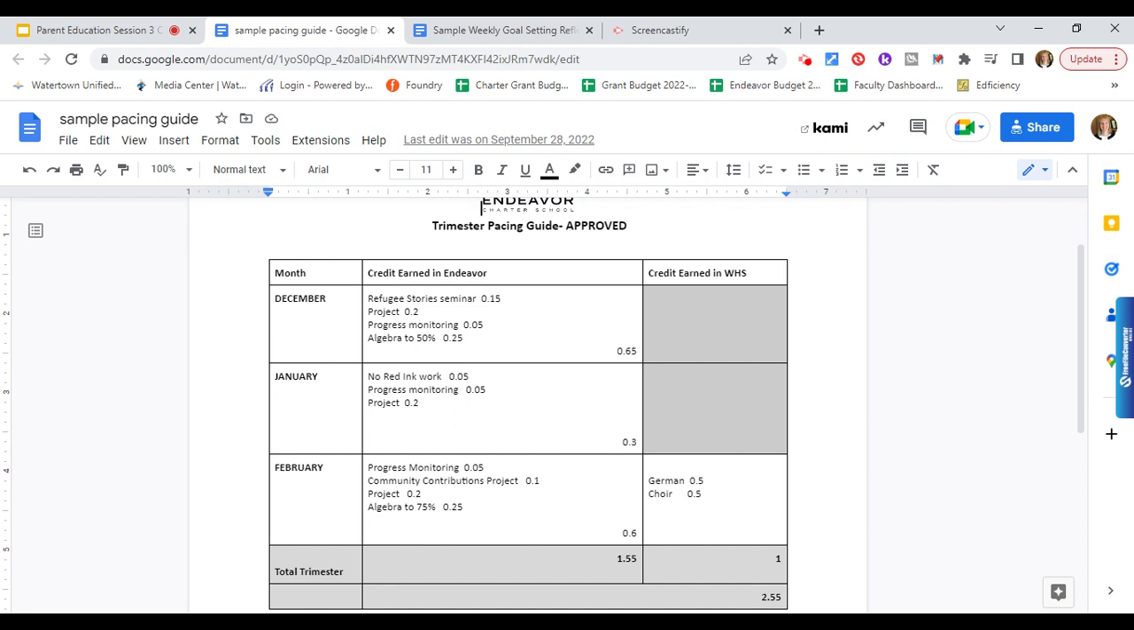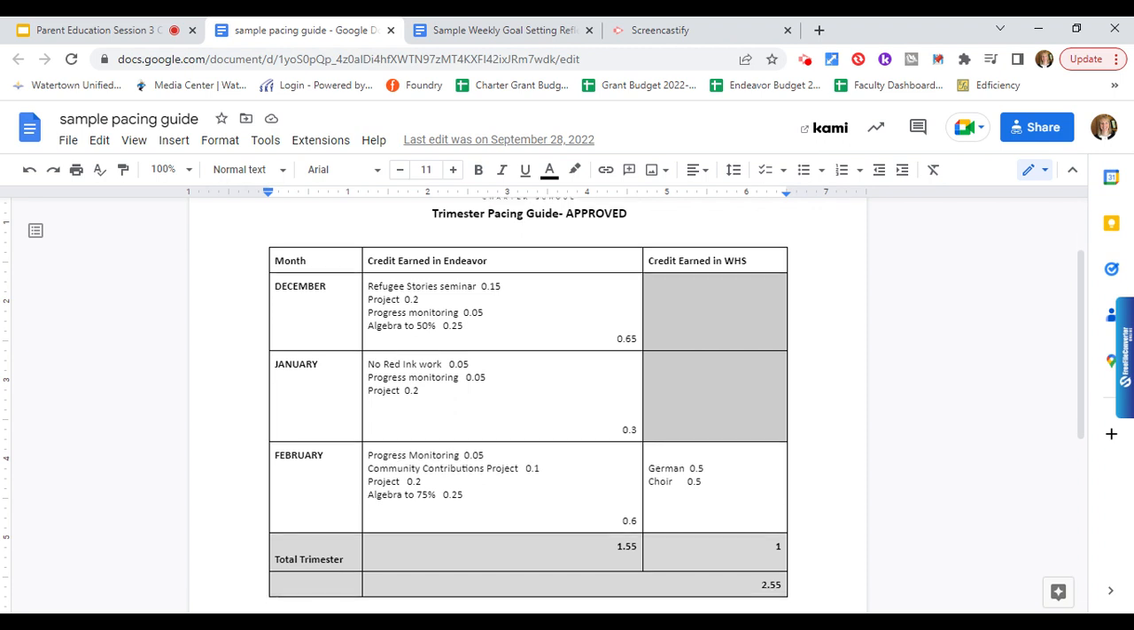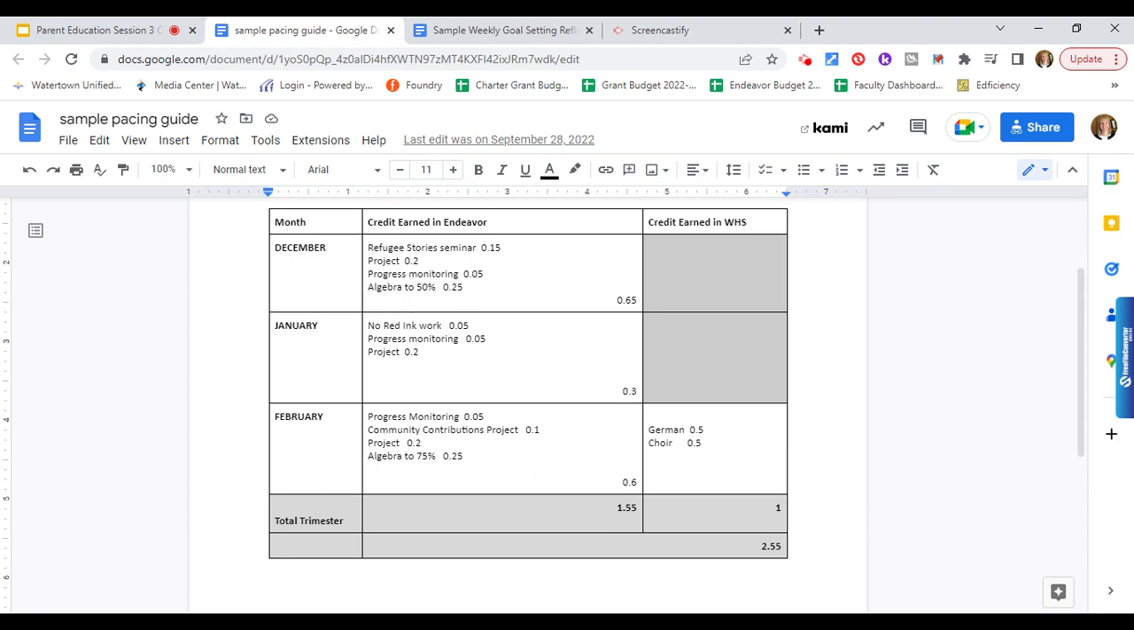Setting goals by month helps a student make sure that they will be on track to earn 2 or more credits each trimester. A student needs to earn 2 credits to be a student in good standing, 2.25 credits to qualify for honor roll. You will notice in this particular scenario, the student also has 2 courses in the high school, each of those being a half a credit. So we combine all of the credit, and this student has a goal of getting 2.55 credit for this trimester.